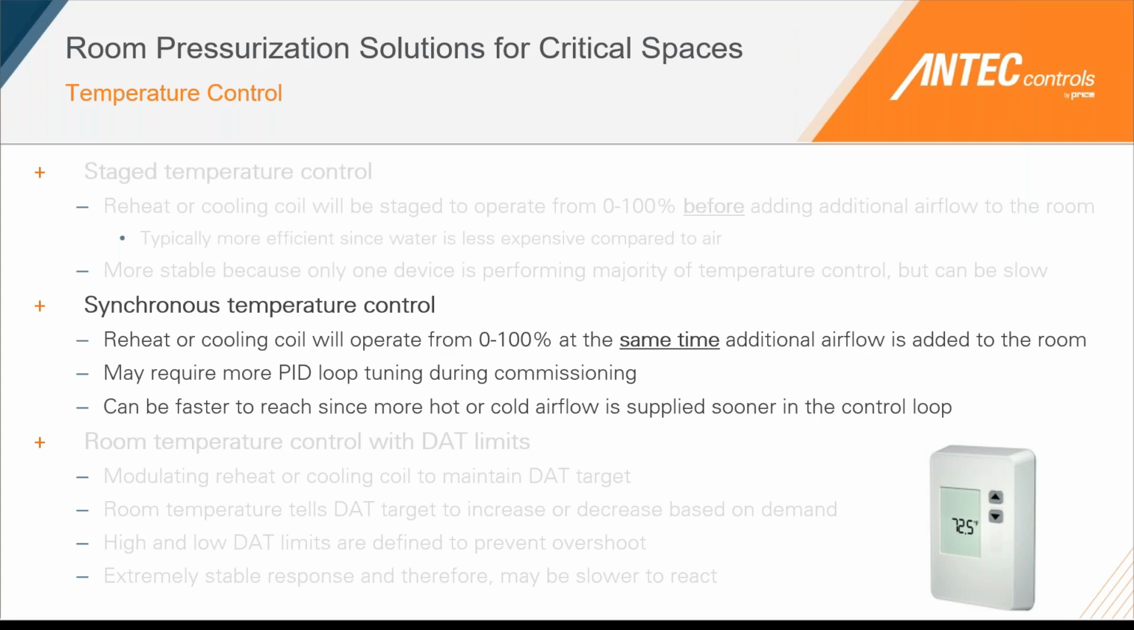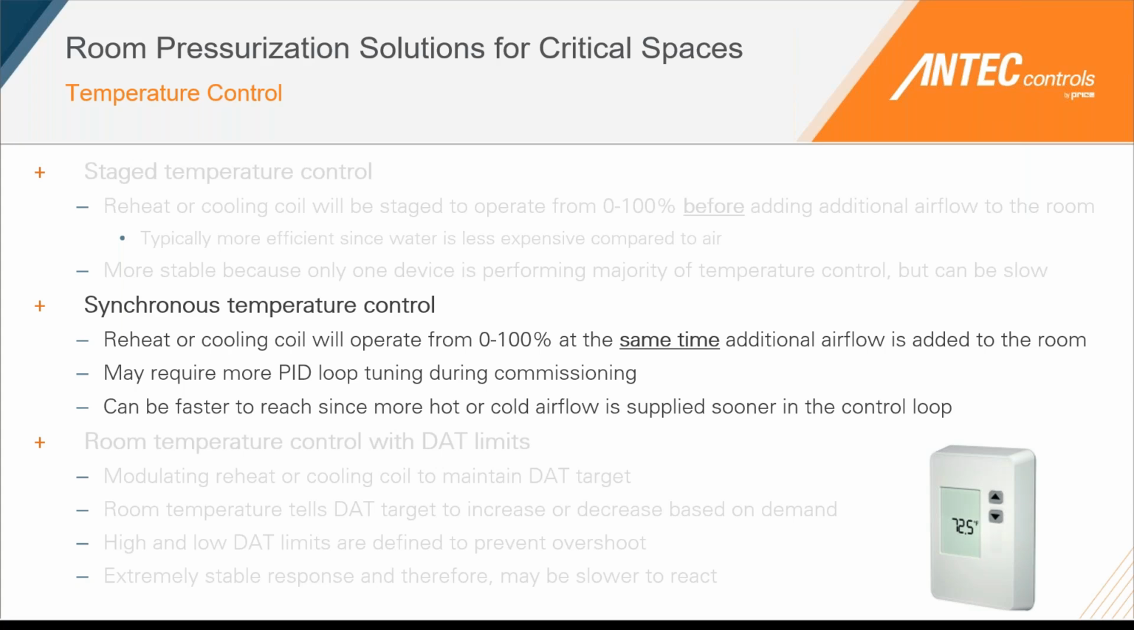Now, if we were to do that, this would then be called synchronous temperature control. What this means is as our reheat or cooling coil modulates between 0 to 100%, we're having the airflow in the space modulate between the supply flow minimums and our heating and cooling maximums. So essentially, we're now doing two forms of control at the same time. The benefit of this is the speed.